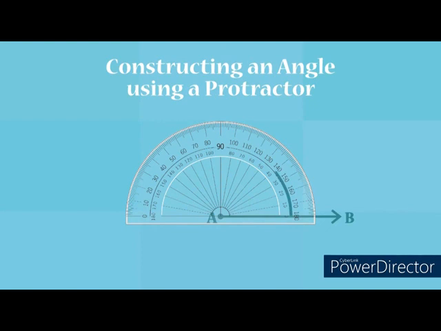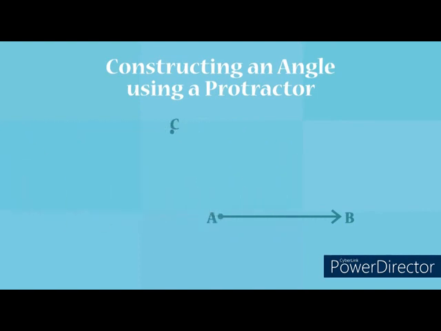Now start counting from the right side, because we are making an angle. You see, up to 120 we have reached, and put a mark exactly on top of it. We are marking it as C. Now with the help of a scale, draw a line between A and C, and put an arrow. So now we get the angle CAB, which is 120 degrees. This is how we make it.